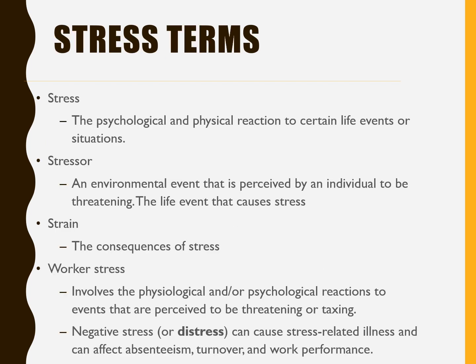In this slide, you can see some of the stress terms. The first one is stress. Stress is the psychological and physical reaction to certain life events or situations. The second one is stressor. A stressor is an environmental event that is perceived by an individual to be threatening, the life event that causes stress. The third one is strain, which is the consequences of stress. And the last one is worker stress.